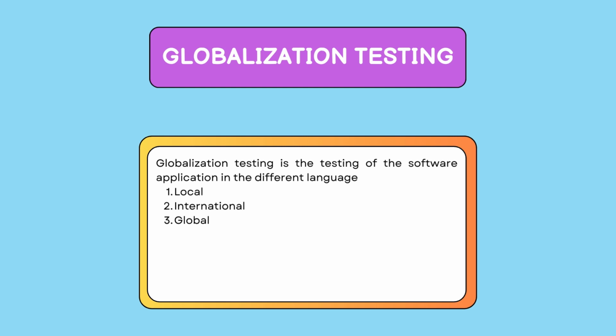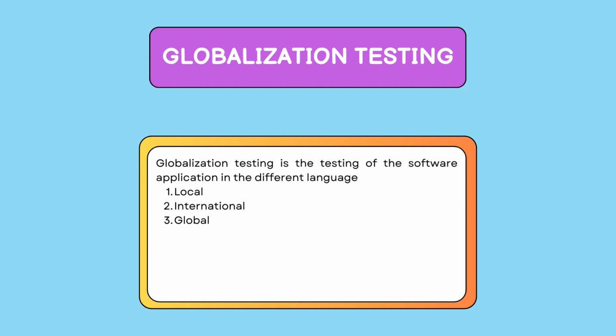This globalization testing has mainly three types: local, international, and global. All the local languages come under local globalization testing. For example, in India, Hindi, Marathi, Telugu are the local languages, so those come under the local category. The international languages change country wise. It could be French, Spanish, Chinese, it could be anything with respect to the country. So that comes under internationalization.